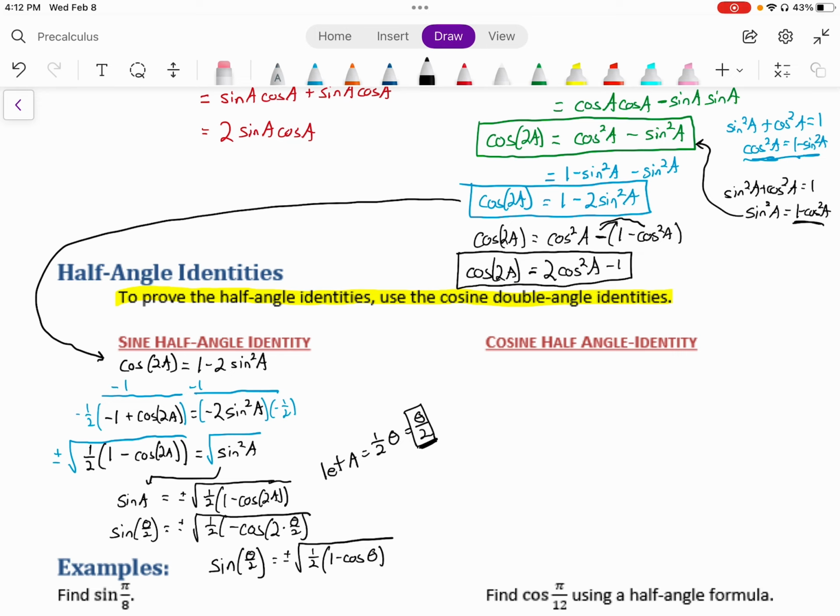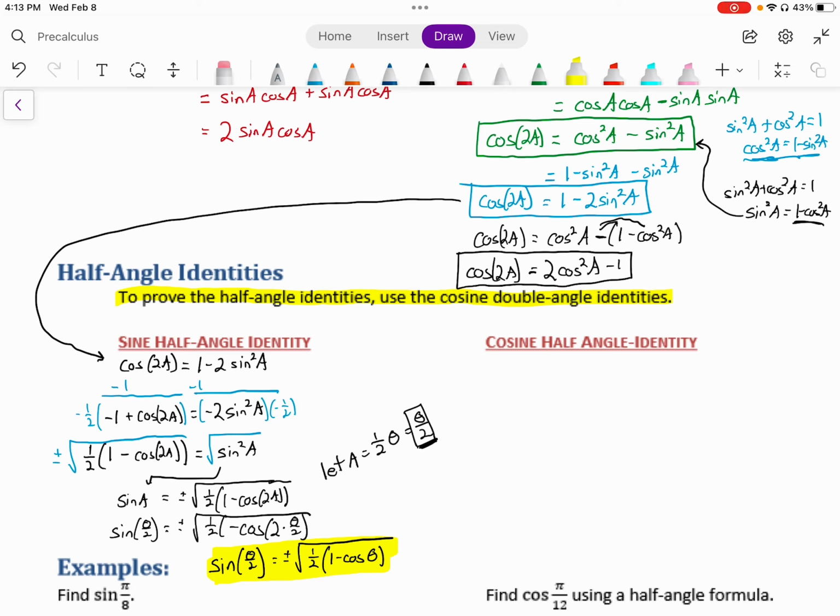And so what this formula does for us, or this identity does for us, is it allows us to find the sine of some angle if we know the cosine of double that angle. And we'll see what's happening shortly with that. But that is the sine half angle identity. You see there's a plus or minus there at the beginning. It just depends what quadrant we're in. That's figuring out is the angle in the first, second, third, or fourth quadrant.